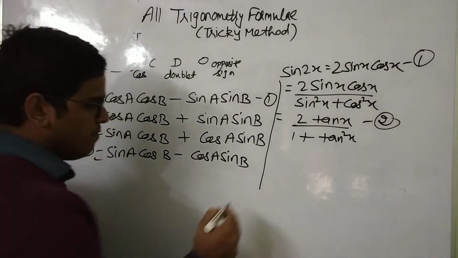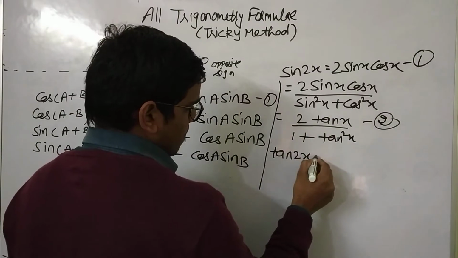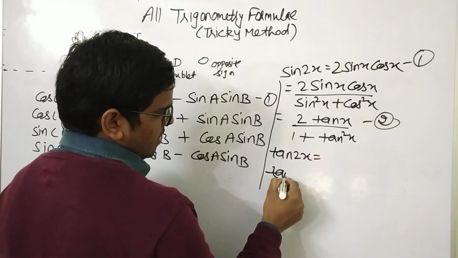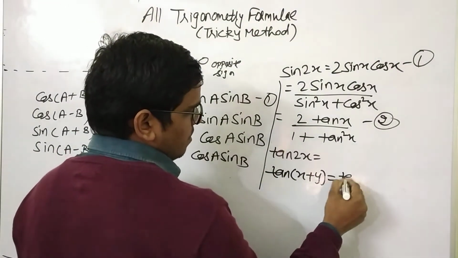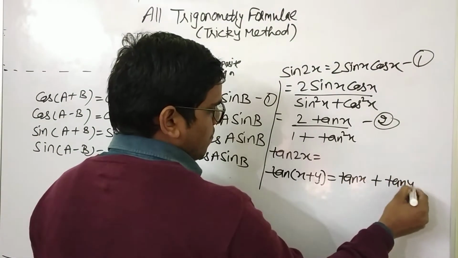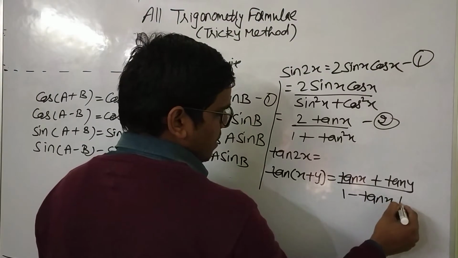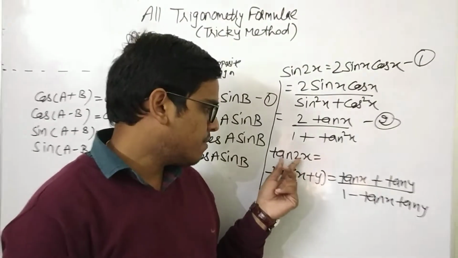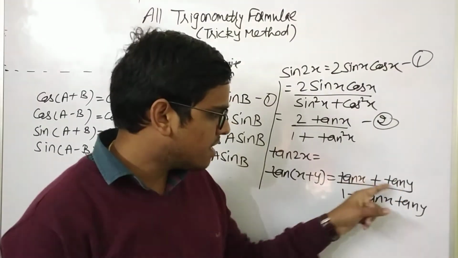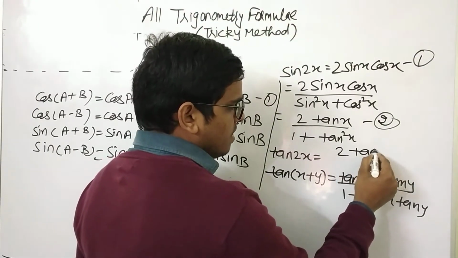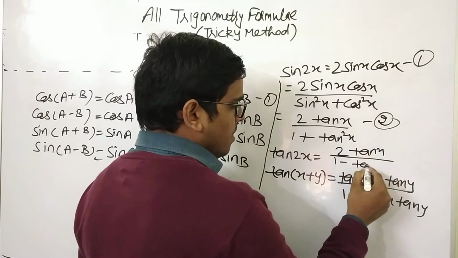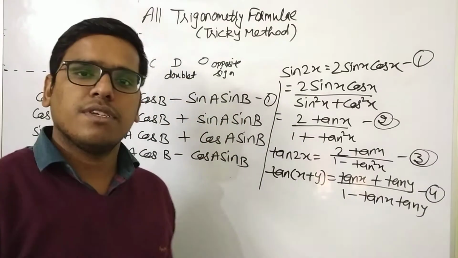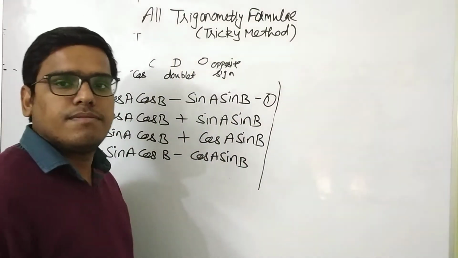After that I am proceeding to tangent 2x. What is the formula for tangent 2x and how did it become? Before that, let's discuss tangent of x plus y. This is equal to what? Tangent x plus tangent y upon 1 minus tangent x tangent y. This is tangent of x plus y. If I replace y by x, it will give tangent 2x. Same here, tangent x plus tangent x means 2 tangent x, and in the denominator it will become 1 minus tangent square x. This is for tangent 2x, and this is tangent of x plus y. Pause the video to note it down.